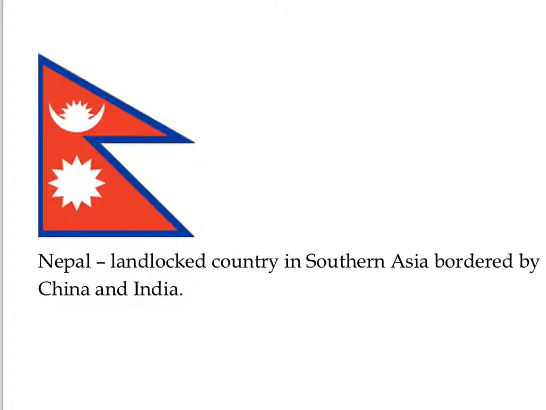is a country in southern Asia. It's bordered kind of in between China and India. Landlocked means not having any coastline. It's not on the water at all. So it's bordered in between China and India, Nepal. So interesting little fact about that.